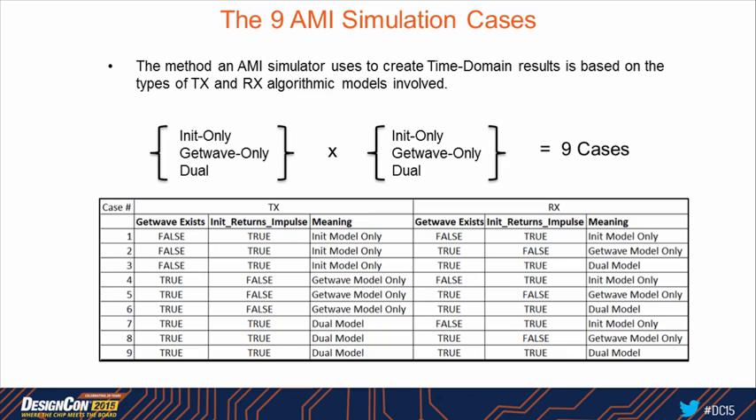And if you've ever heard anything about AMI reference flows or simulation cases or anything like that, this is where that's coming from. We're talking about the 9 unique combinations of transmit and receive model capabilities. And what we've done here is we've just gone through and enumerated it with the state of each of those 2 variables in the AMI file, the meaning of the model, whether it's Init or GetWave or dual. And we've given each of those combinations a case number because ultimately if you look into the specification, you start looking at the documentation, we'll be referring to those individual cases.